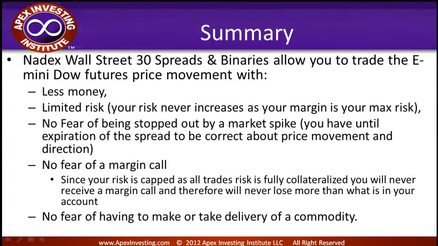Nadex Wall Street 30 spreads and binaries allow you to trade the E-mini Dow futures price movement with less money, with limited risk, as your risk never increases, as your margin is your maximum risk. You have no fear of being stopped out by a market spike because you have until expiration of the spread to be correct about price movement and direction, and you have no fear of a margin call since your risk is capped, as all your trade's risk is fully collateralized. Therefore, you'll never receive a margin call, and you'll never lose more than what's in your account.